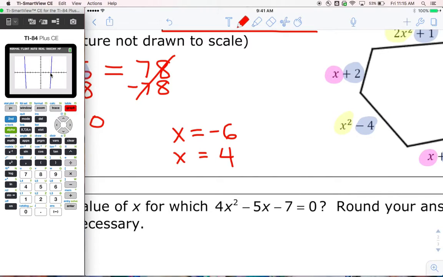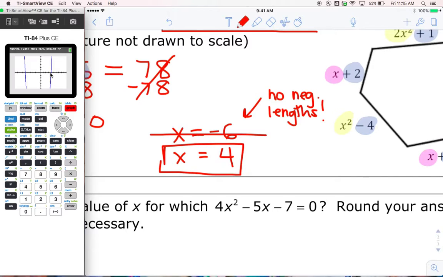Remember, when we're talking about lengths, we're going to say no negative lengths. It doesn't make sense. So even though you see both, I want you to cross this out, and I just want you to tell me the positive answer. In this case, x is equal to positive 4.